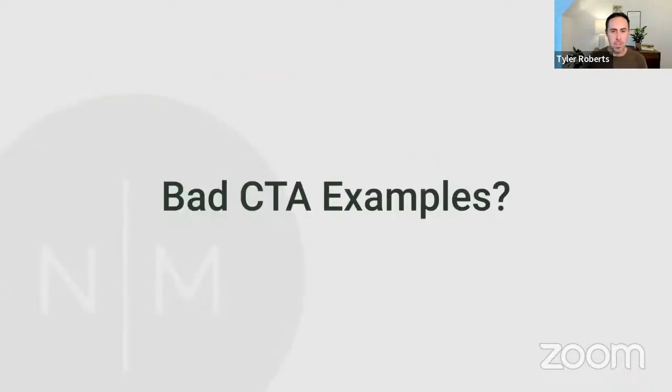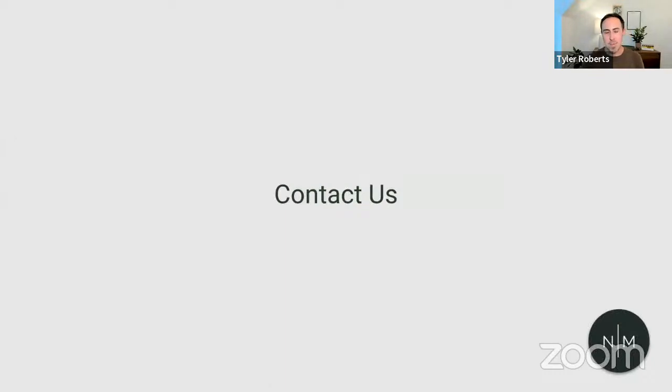So let's talk about some bad CTA examples. "Contact us." I'm sure that you've seen this on a ton of business websites, and maybe even have this on your website. It's important to have something like a contact page on your site, but when it comes to a CTA, the last thing we want to do is just say "contact us." If I'm the prospective client, I'm thinking, why should I contact you? What's in it for me? What am I supposed to expect when I contact you?